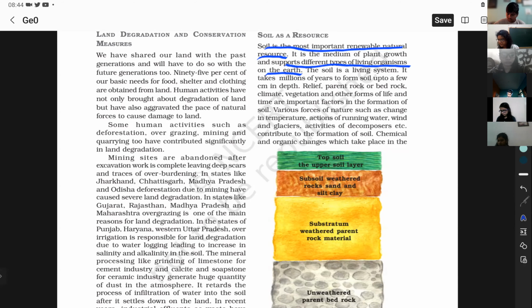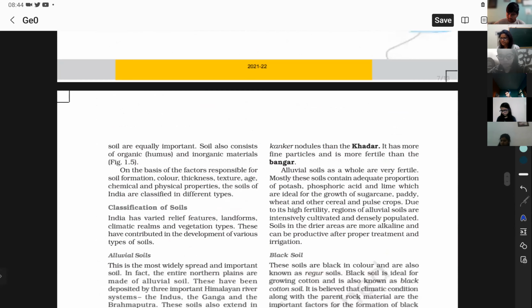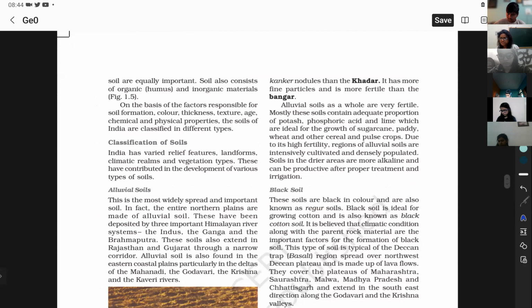Okay? Fine. Now, chemical and organic changes which take place in the soil are equally important. Soil also consists of organic and inorganic material. Okay? Up to here, nothing to be explained. No more.